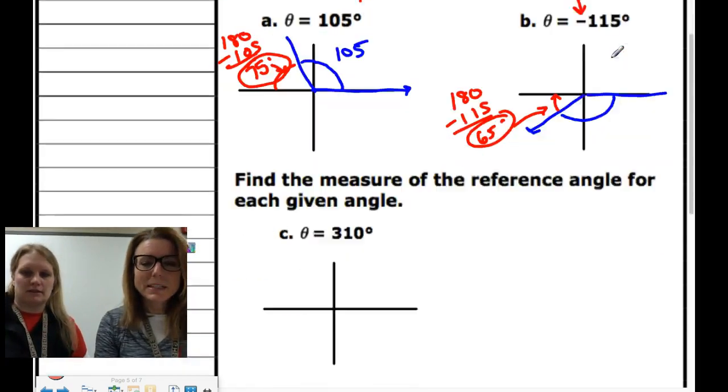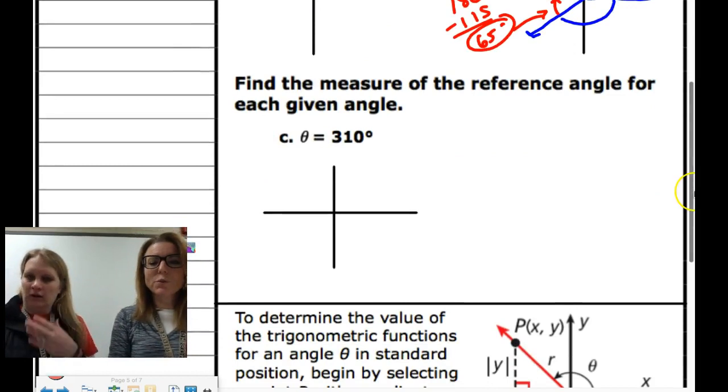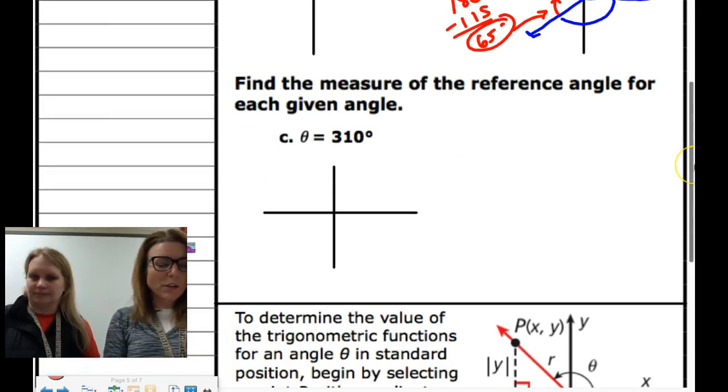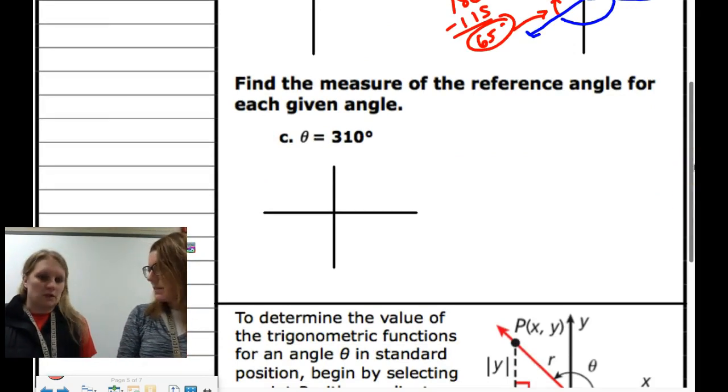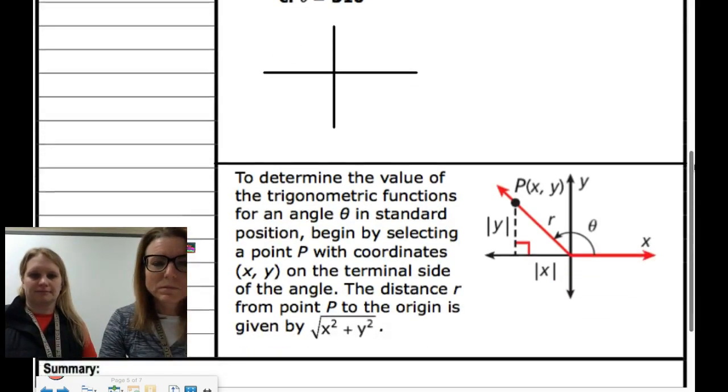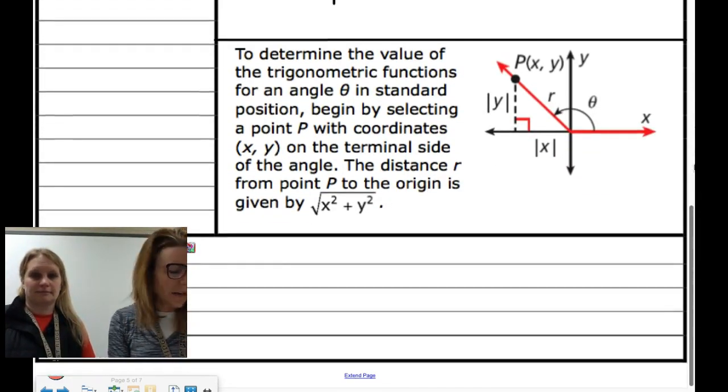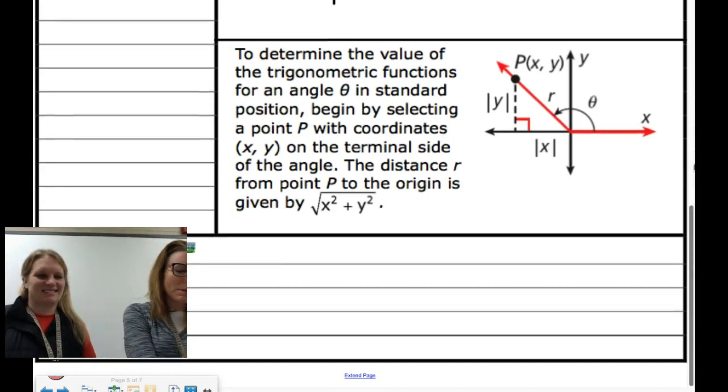All right. And C, find the measure of the reference angle for each given angle. Do we want to maybe just, should we wait, Sure, save we that can save one? Because I don't know what this is now. So we should maybe just save one.